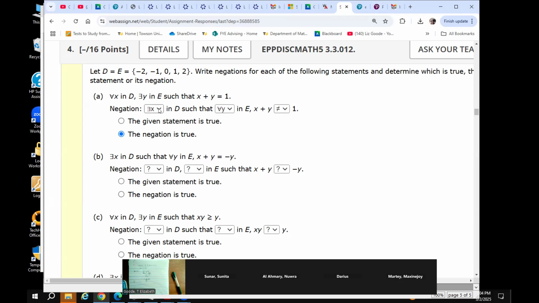What do I mean goes bad? There's one value of X. There exists an X in D such that no matter which Y you check, for all of them, X plus Y fails to equal 1. That's right. And it was very kind of them to put the X that things go bad for first.